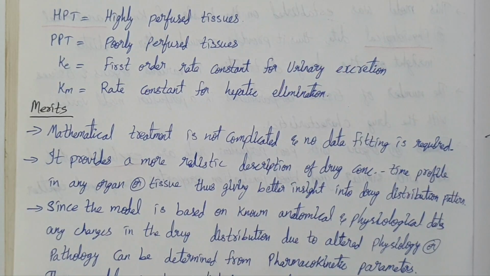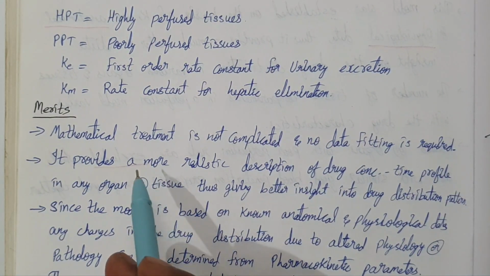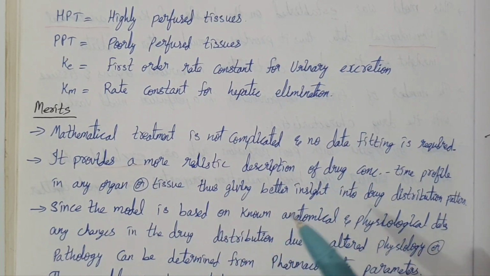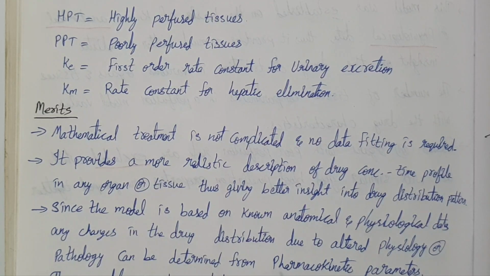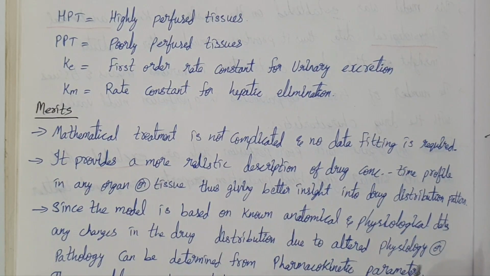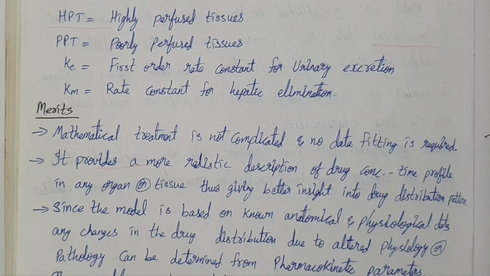Now let's talk about the advantages of this model. It uses real human anatomical and physiological data, so the predictions are more accurate. The math is not too complex and you don't need much curve fitting. It gives a realistic picture of how drug distributes in different tissues. Changes in the body due to diseases, physiological variations can be incorporated directly.